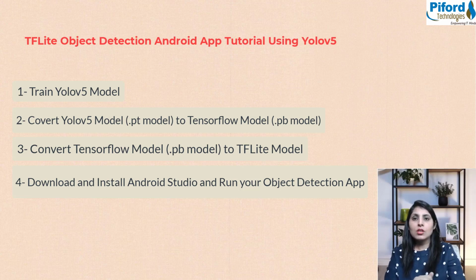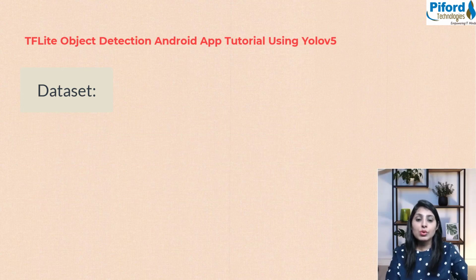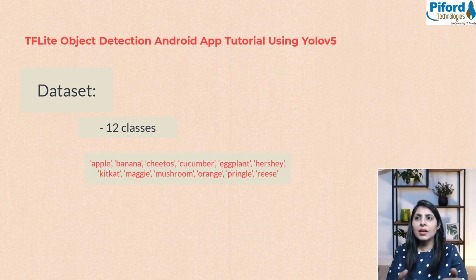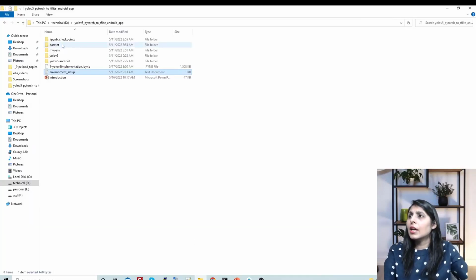So let's begin. First, let's discuss the dataset. The dataset which I'm using for today's class has 12 classes, and some of the classes are apple, banana, cucumber, eggplant, KitKat, Maggie, mushroom, orange. These are a few classes of that dataset. Let me show you that dataset first. So this is the dataset here.